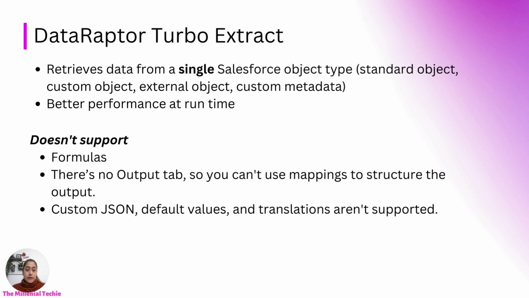Now, talking about what it doesn't support: it doesn't support formulas. We'll talk about it in our upcoming videos as well. Second, there's no output tab, so you can't use mappings to structure the output. When we configure our DataRaptor, we'll see that data comes in the form of a JSON, and in Turbo Extract DataRaptors, there is no way to structure the output data. And third, but not the last, custom JSON, default values, and translations are not supported in Turbo Extract.